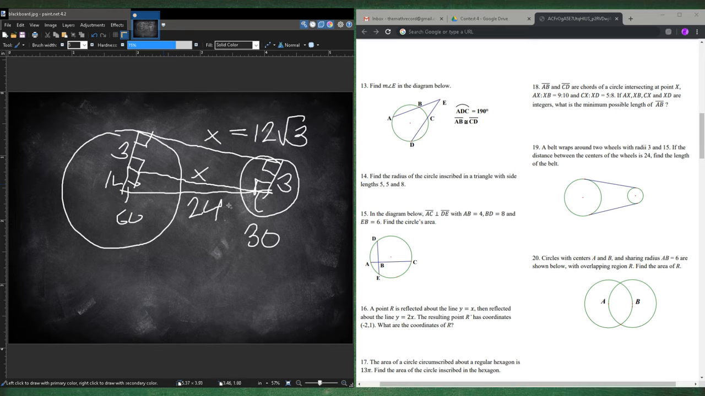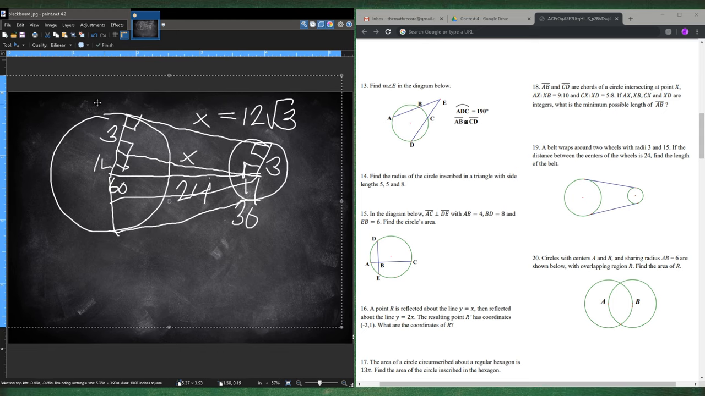So if we want to find the belt, we have to find the entire length of the arc around this circle and this circumference right here, and then add the two lines. So imagine you have another line right here, showing the picture. Do the exact same thing on the other side. It's basically the exact same image, just flipped over the distance between the centers. So this is 60 degrees, this is 30 degrees. Let's move this up a little bit, I need a little more room.